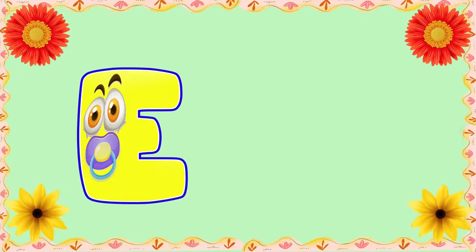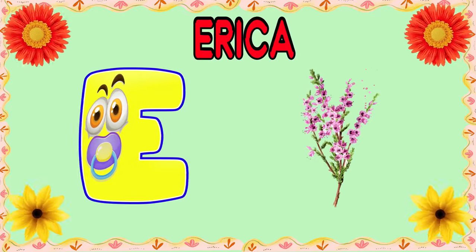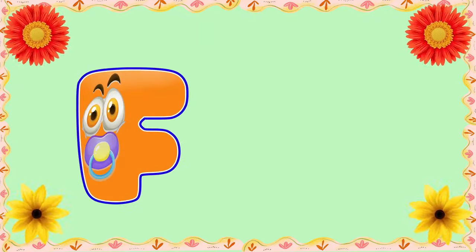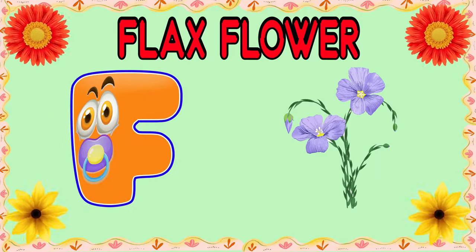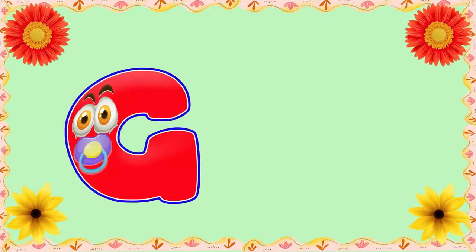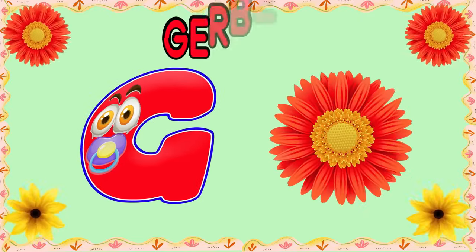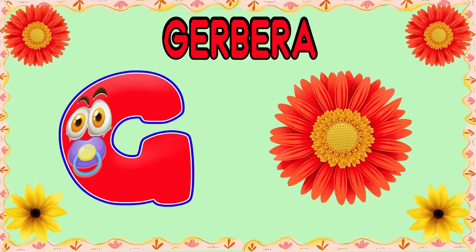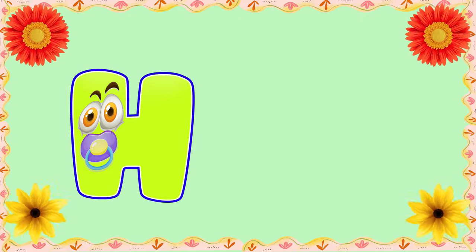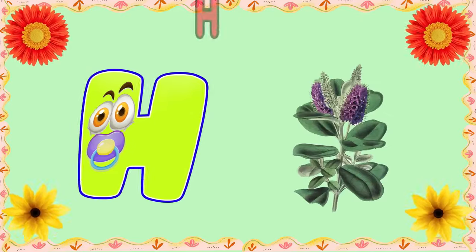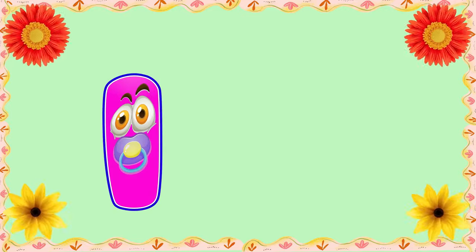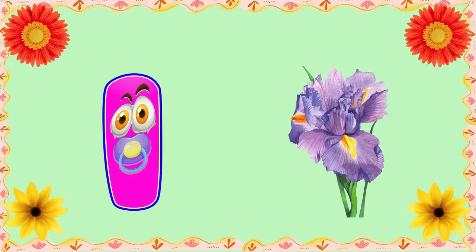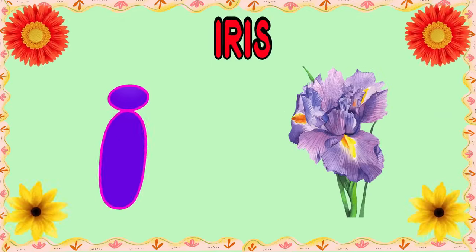E. E is for Erica. F. F is for flax flower. G. G is for zebra. H. H is for Hebe. I. I is for Iris.